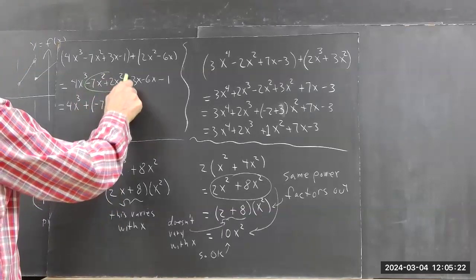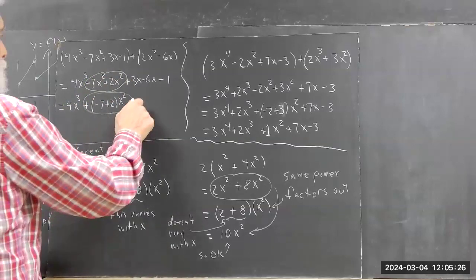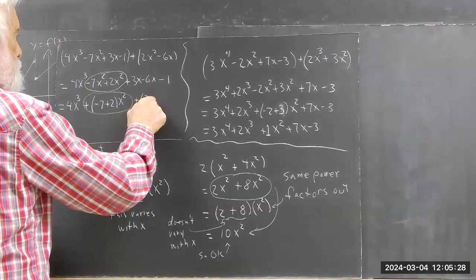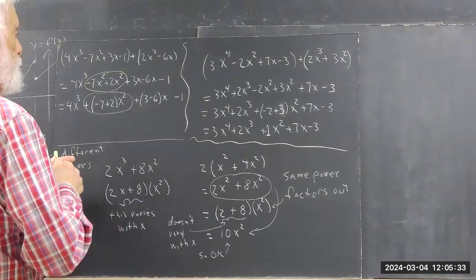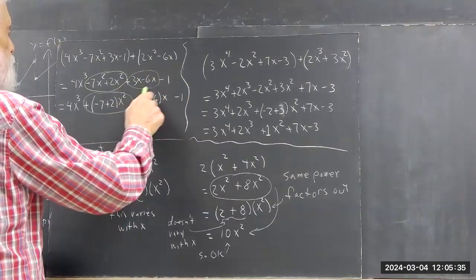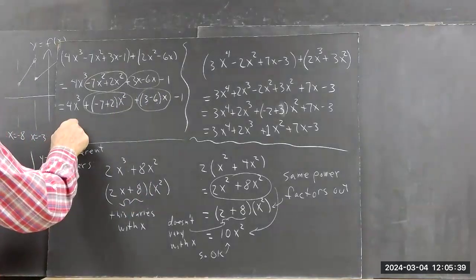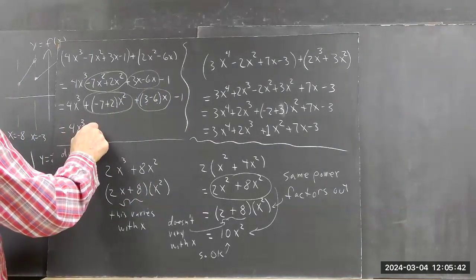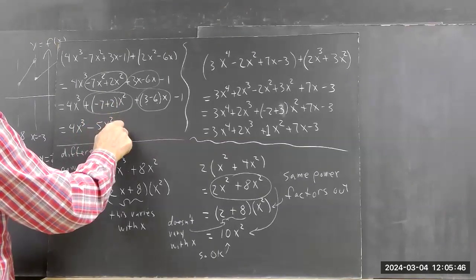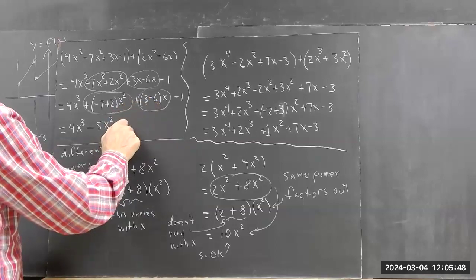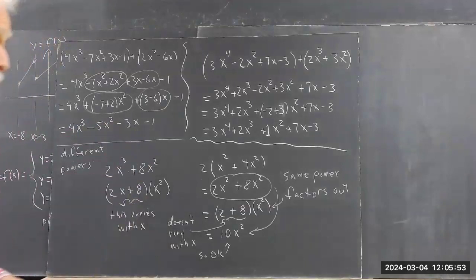So this, yes. Then same thing over here. 3x minus 6x is the same as 3 minus 6 times x. -7 plus 2 is -5. 3 minus 6 is -3. And there we have it.